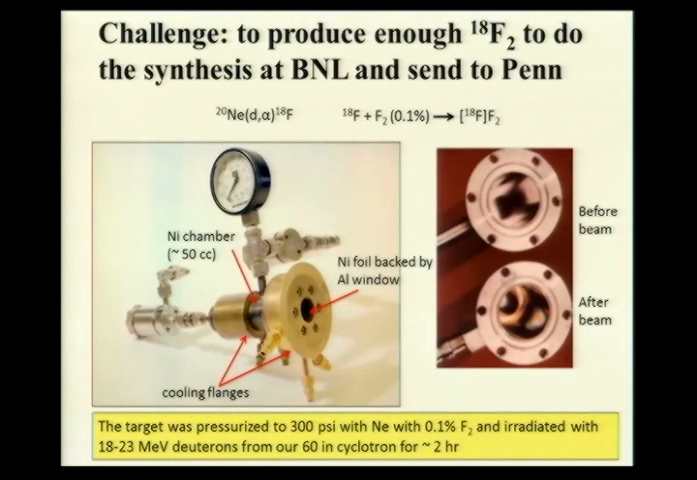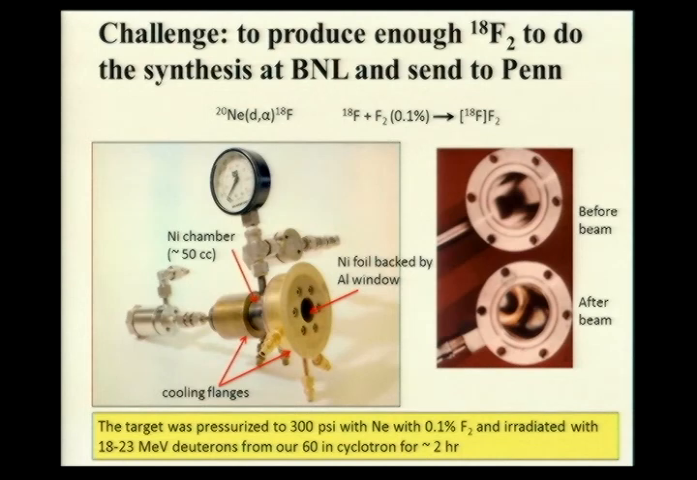Now the next thing was to make enough elemental fluorine with F18 on it. And to make F18, we started with neon gas. So if you bombard neon gas with deuterons, an alpha particle is produced, and fluorine-18 is produced. And if you put a tiny little bit of fluorine gas in there, it exchanges off the wall, and you get molecular fluorine labeled with F18. And you do it in this as a target.